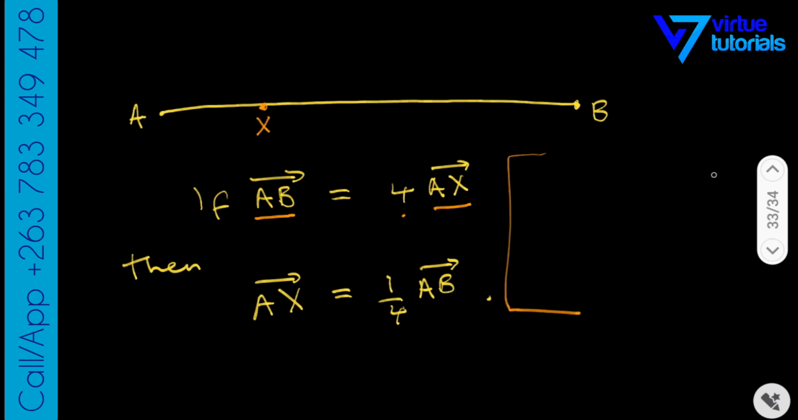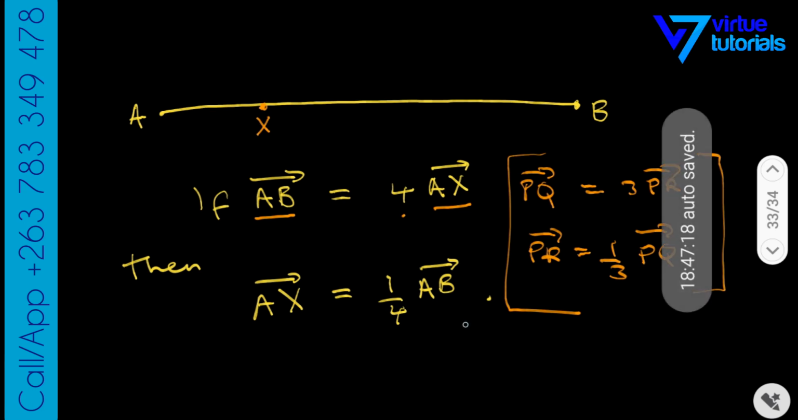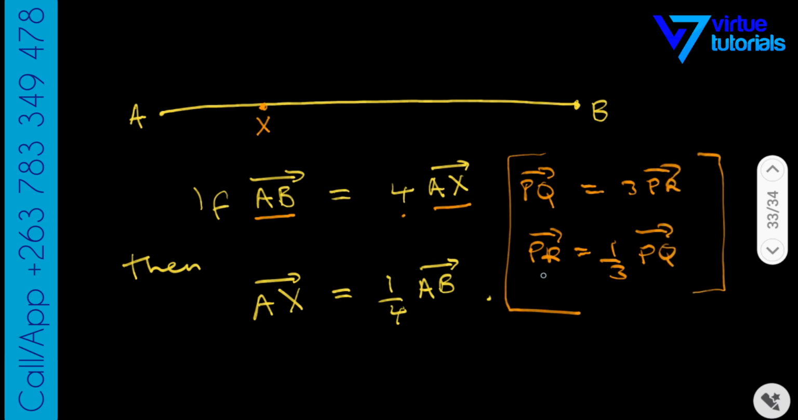If it had been something like this, maybe PQ is 3 times PR, you would know that PR is 1/3 PQ. If PQ is 3 times PR, PR must be 1/3 of PQ. If AB is 4 times AX, AX must be 1/4 AB. So that's important to note. You may need to use that in some questions that you encounter. So just take note of that.